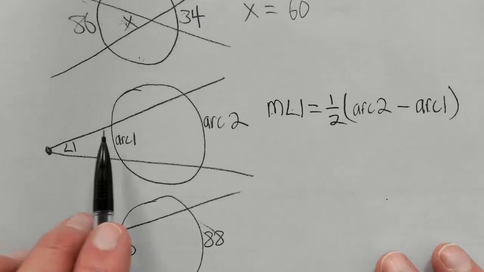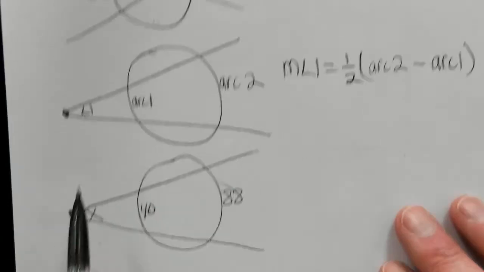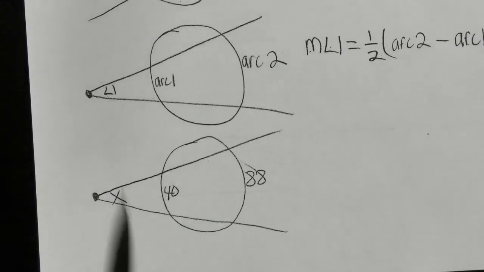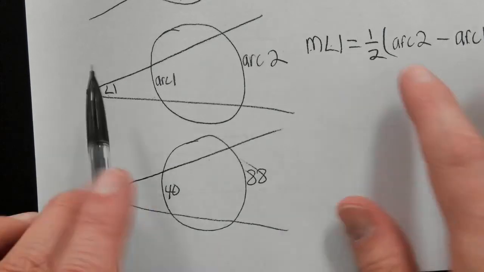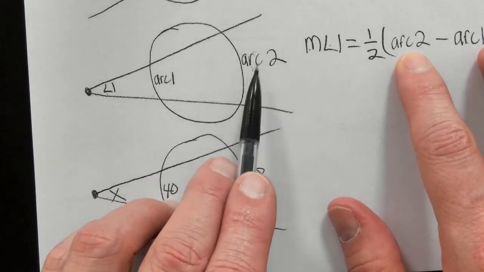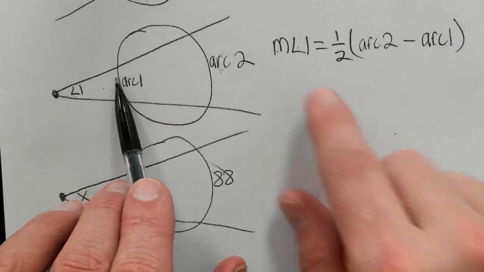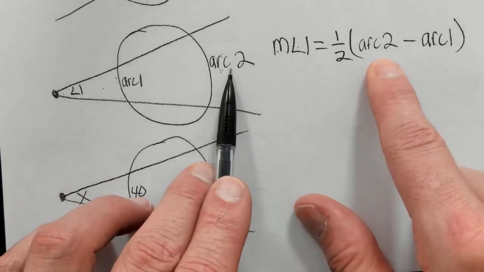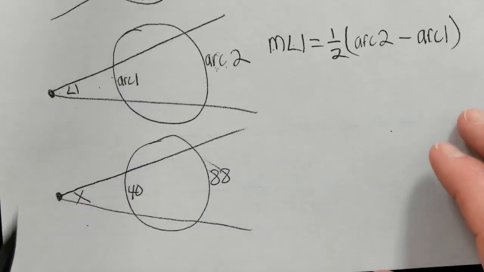That theorem says that if the lines intersect outside the circle, so the first one is intersecting inside the circle, the next one is intersecting outside the circle. If they intersect outside the circle, then the angle is equal to 1/2 of arc 2, which is the outside arc, minus arc 1, which is the inside arc. So this angle, when they intersect outside the circle, is 1/2 the difference of arc 2, the outside one, minus arc 1, the inside one.